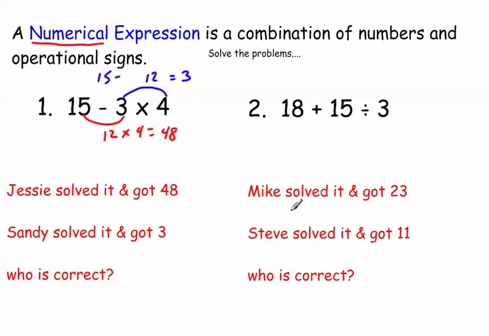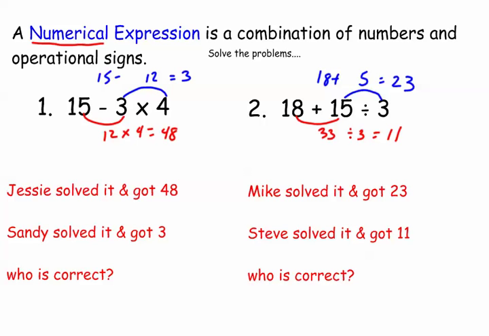Let's look at the next one. Mike solved this one and got 23, but Steve solved it and got 11. So let's see. If I do this first, that becomes 33 divided by 3. That gives me 11. Okay, so I see how Steve got it. And then Mike, he did this first. We got 5. Then 18 plus 5 gives me 23. Okay, I can see how both of them got those answers, and hopefully you got one of those.